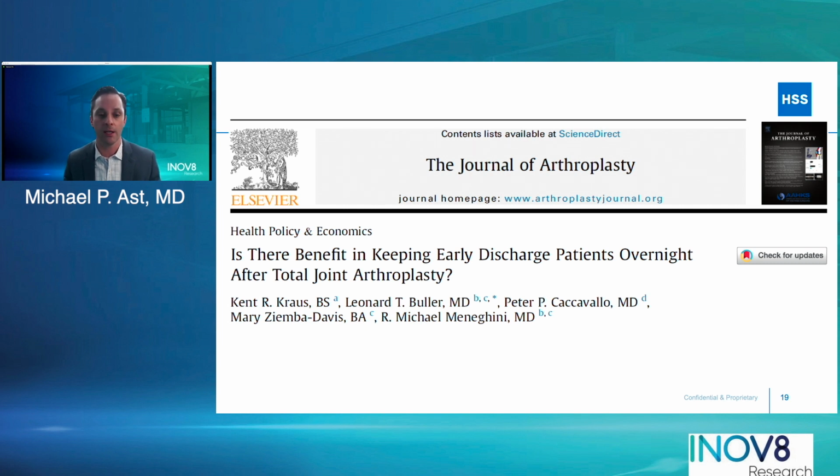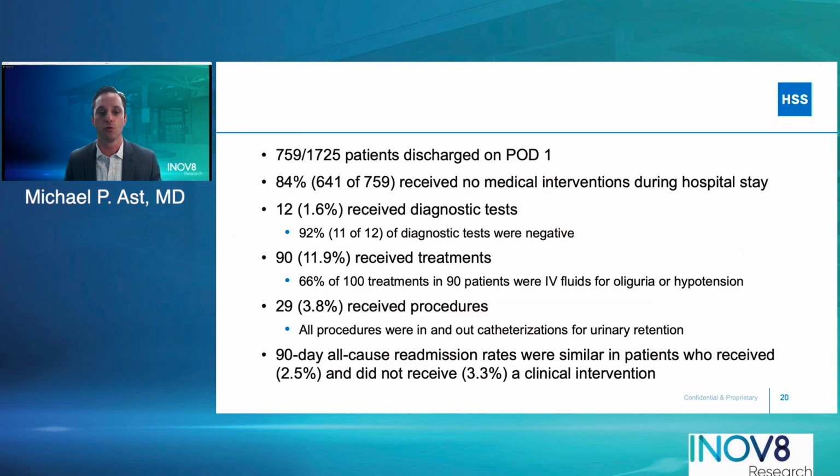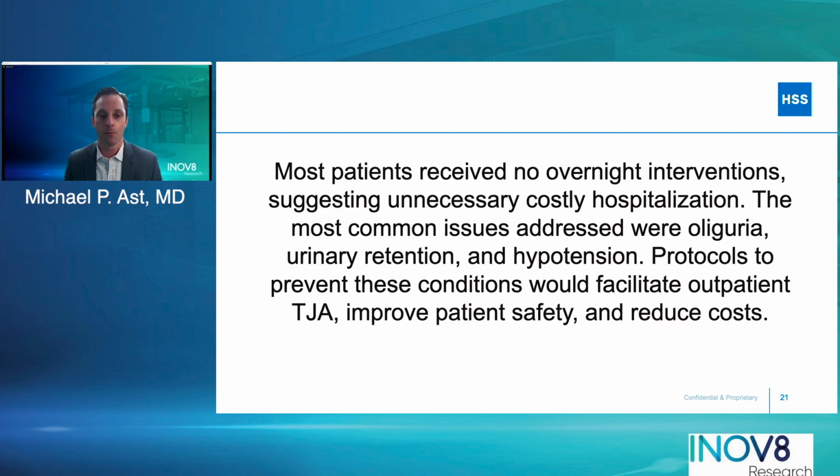So it's wonderful that Lenny Bullard, one of our old fellows, and Michael Meneghini looked at this and said, well, what do we actually do for patients in the hospital? And when they looked at about 2,000 patients that they kept in the hospital overnight, it turned out almost every one of them had absolutely nothing done for them that was of any value. Most common issues that were addressed were oliguria, urinary retention, and hypotension, but 90% of patients had nothing done at all. Nine out of every 10 patients who stay in the hospital have absolutely no reason to be there.